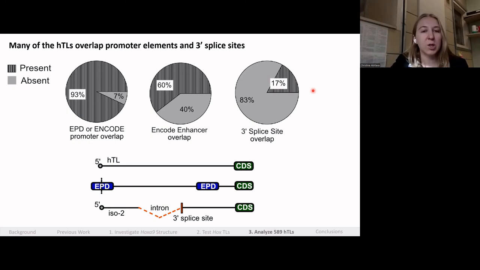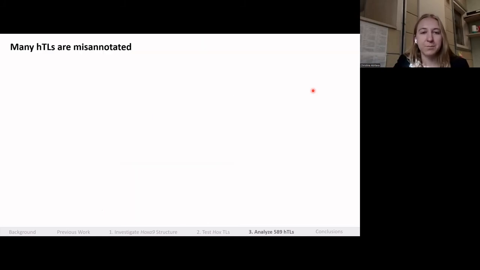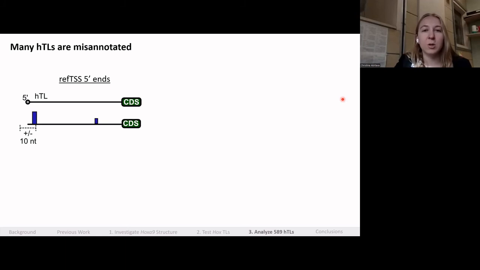Together, this data suggests that the IRES-like activities identified are actually explained by internal promoters and 3' splice sites rather than cap-independent mechanisms. Due to the high overlap in promoters and splice sites, I next evaluated the potential of hyperconserved transcript leader misannotation. To do this, I used RefTSS data and their underlying K-seq data. Here, any transcription start site that fell within plus or minus 10 nucleotides of the 5' end was considered to be a 5' transcription start site.